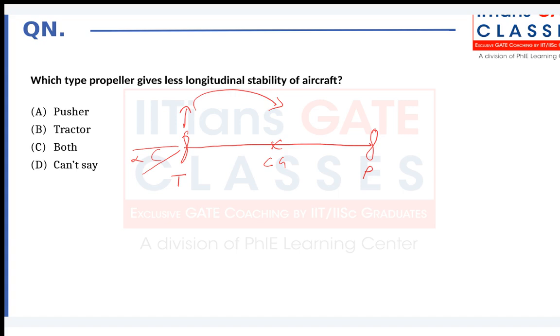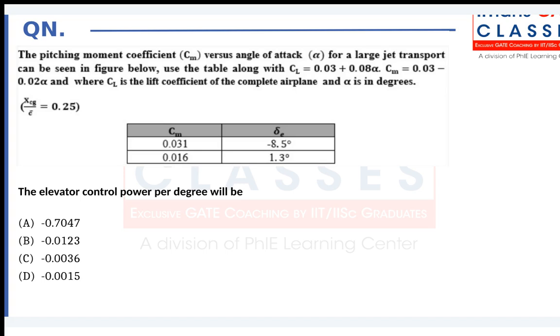Okay, so let's go to the next question. The pitching moment coefficient versus delta E is given in the table. It's not angle of attack, it's Cm and delta E that is given in the table. You have the Cl and Cm characteristics as equations in the question. So Cl is 0.03 plus 0.08 alpha. Cm, the pitching moment, is 0.03 minus 0.02 alpha, where Cl is the lift coefficient of the complete airplane and alpha is in degrees. And Cm versus delta E is given in the table.